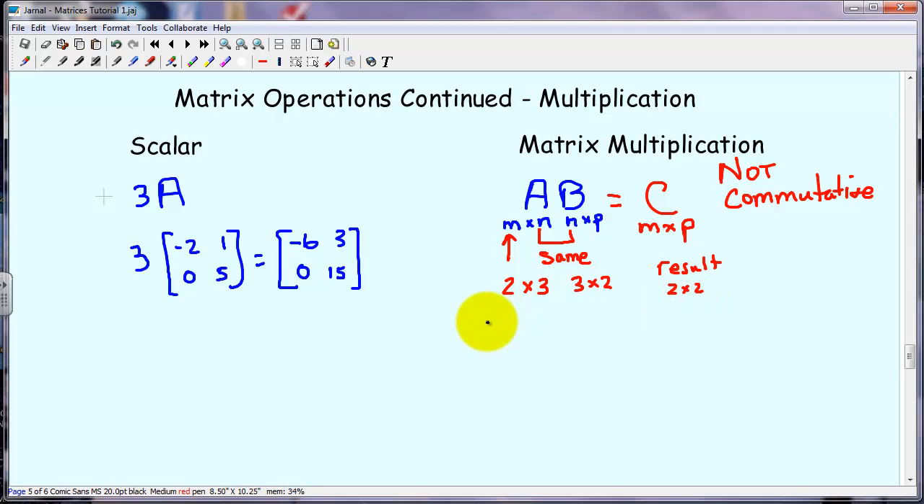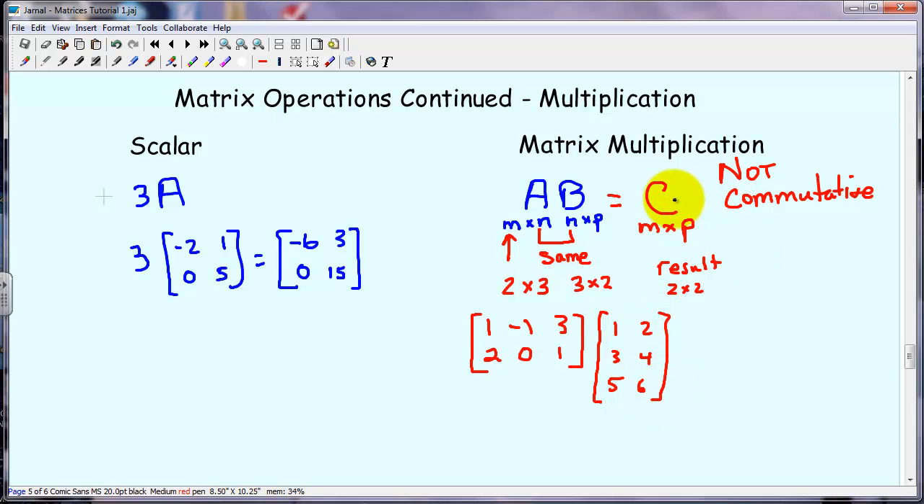So let's make up a matrix A, a 2 by 3 matrix, so 2 rows and 3 columns. I'm keeping the numbers small here just to make the multiplication easy. That's matrix A. And matrix B is 3 rows and 2 columns. So let's make it easy: 1, 2, 3, 4, 5, 6. And we're multiplying those together. We know our result is going to be, in this case, a square matrix, 2 by 2.